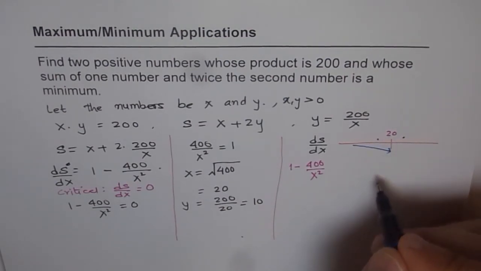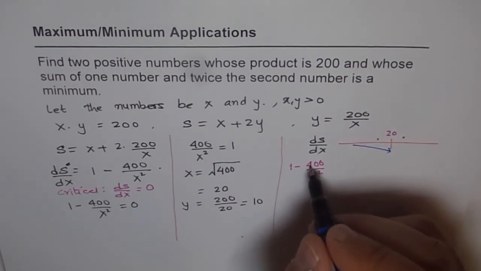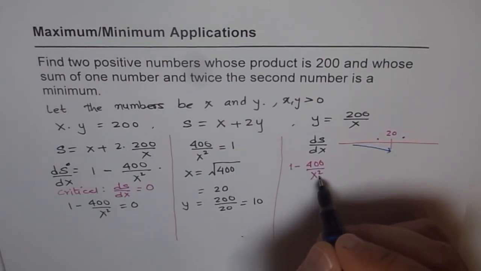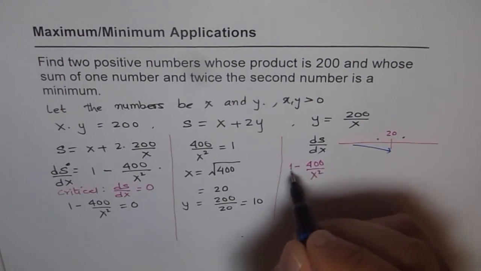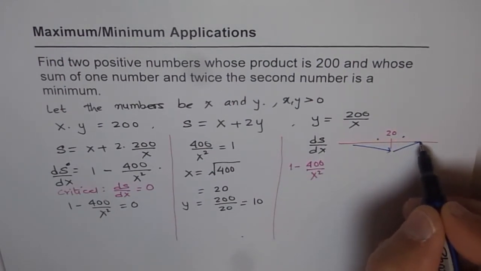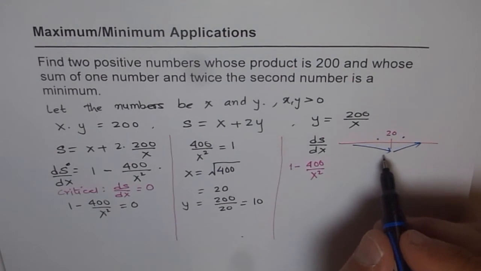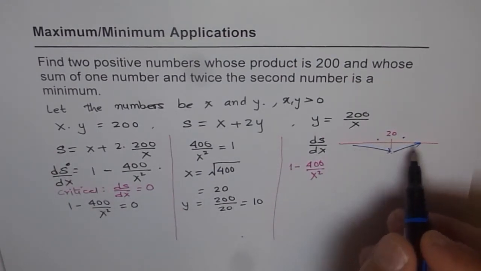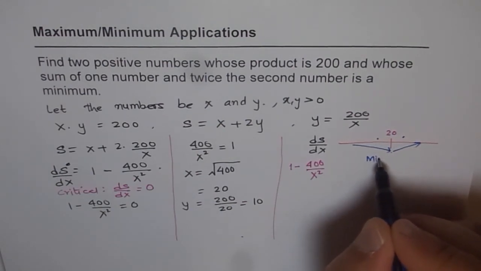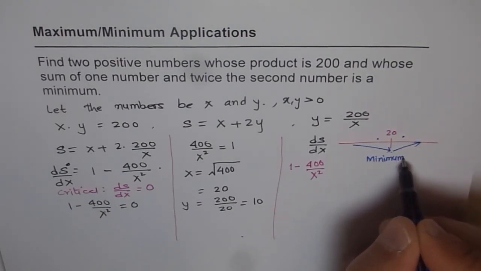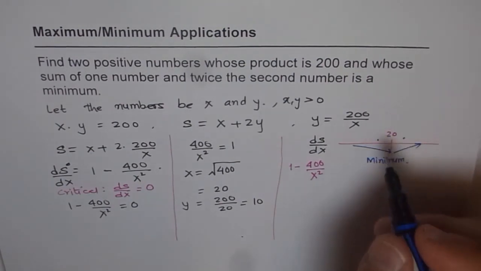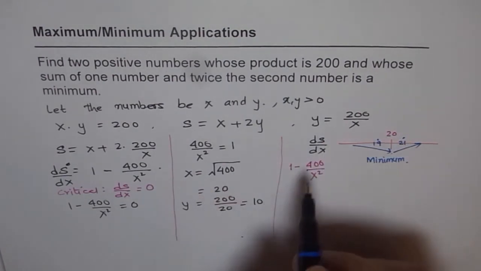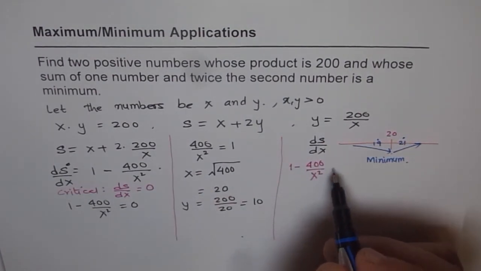If you take a test point more than 20, let's say 21, then 400 over 21 squared is going to be less than 1 and you get a positive result. So it will be positive. Since the rate of change of the sum changes from negative to positive, we have a minimum here. Correct? So you can actually take two points, 21 and 19, plug them in and show your result.